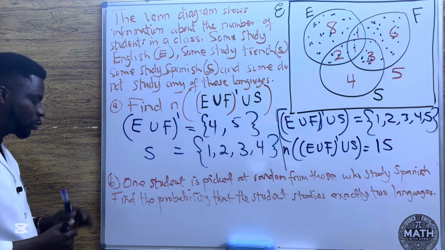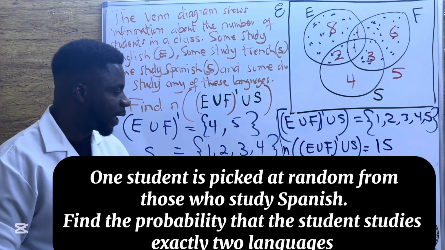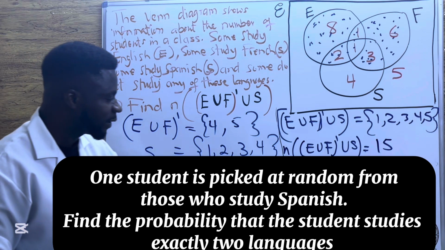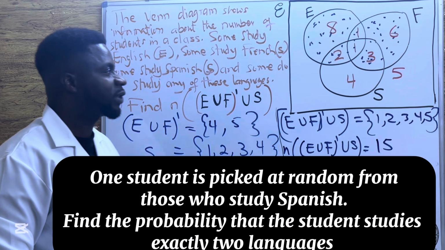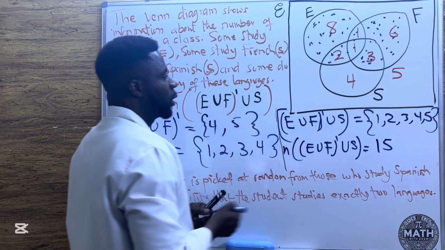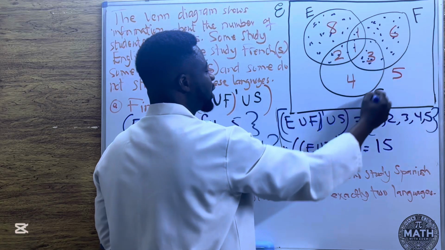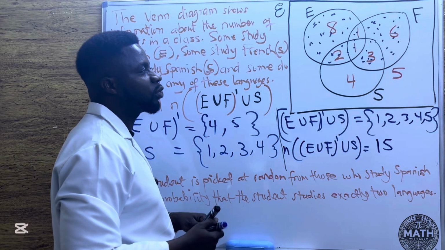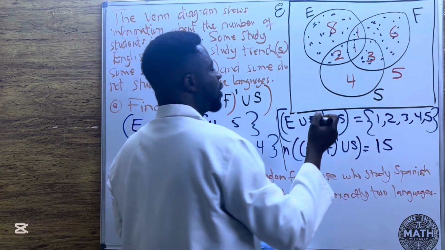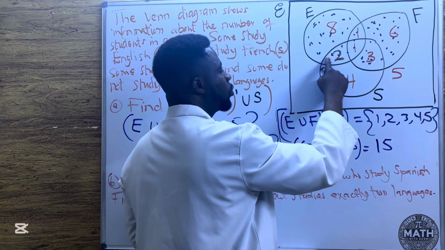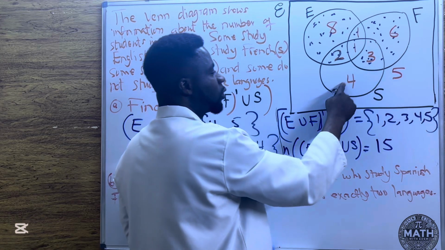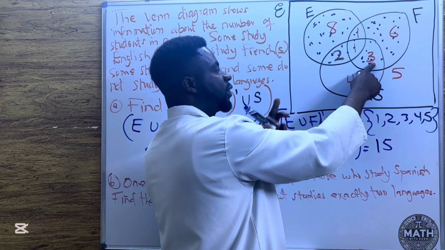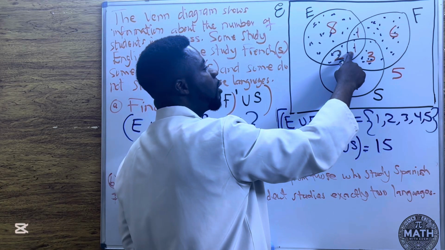Now let's come to B. They say one student is picked at random from those who study Spanish. Find the probability that the student studies exactly 2 subjects. Now let's look at Spanish. This is the region for Spanish. The whole of this portion or the whole of this region is for Spanish. Let's look at those who study only 2 subjects. So here, those who study only 2 subjects are 2 and 3. As you can see, the 4 study only 1 subject, 2 and 3 study 2 subjects, and then 1 studies all the 3 subjects.